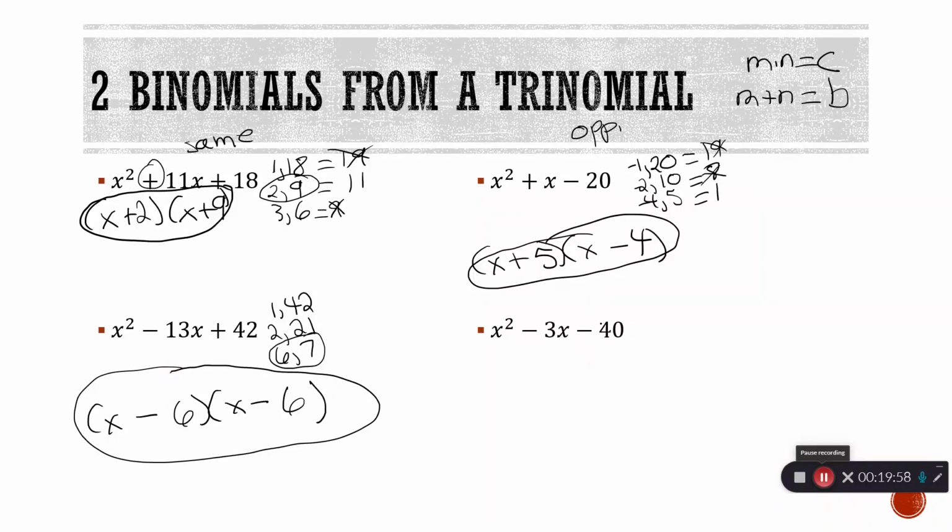Okay. Now, last example. They're going to multiply to 40 and they're negative, so opposite signs. And negative means the negative is going to be the bigger number. When I set it up, I just put the bigger number over here so I always know which is which. So factors of 40.